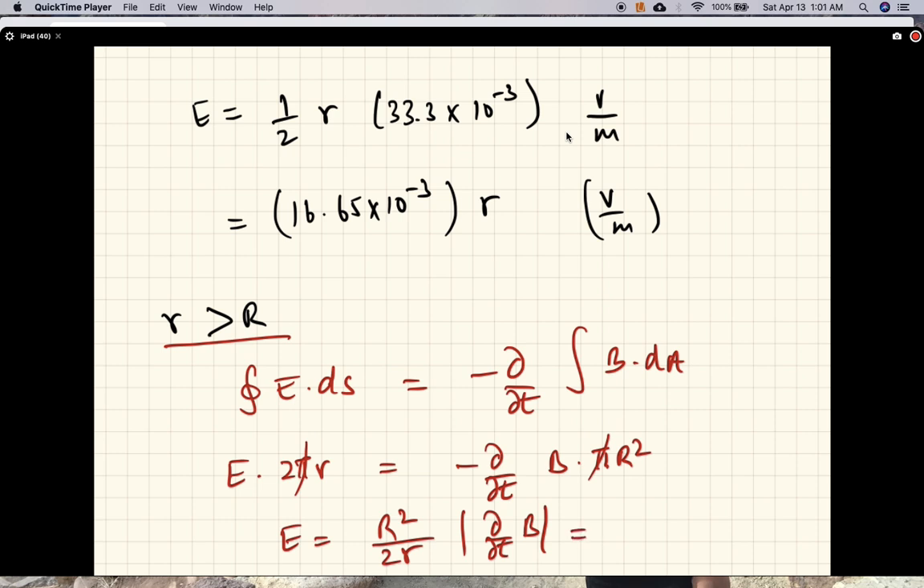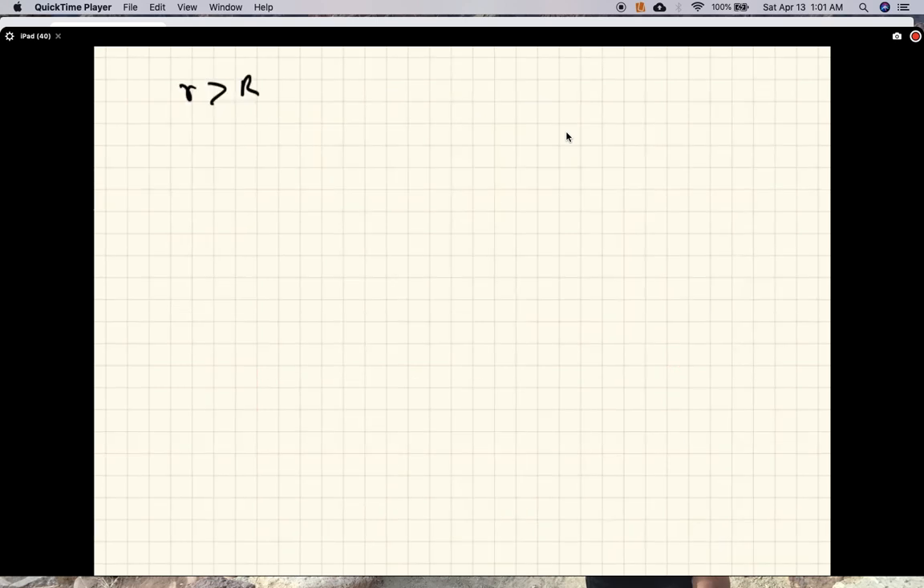Which is 33.3 times 10 to the minus 3, R squared over 2r, into little r. And so you can see that the electric field is falling off as 1 over r outside the region. Okay, and inside the region it increases with r.